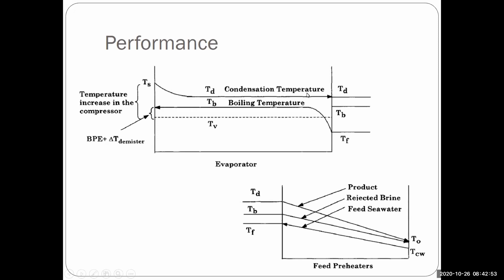On the other hand, the feed is going to enter at a temperature TF, where it will be sensibly heated from TF to TB, which is the saturation temperature of the brine. And then it is going to undergo evaporation for some of it, and the rest is going to be rejected as T brine. The vapor that will form is going to form at a temperature less than the TB by the boiling point elevation. So the difference, again, as usual, between TV and TB is the boiling point elevation.